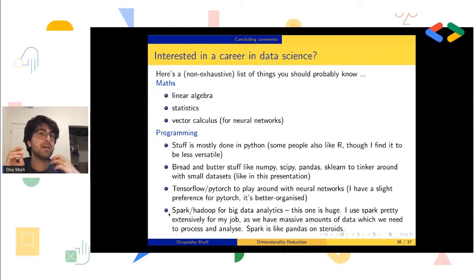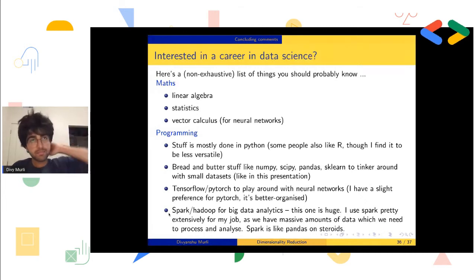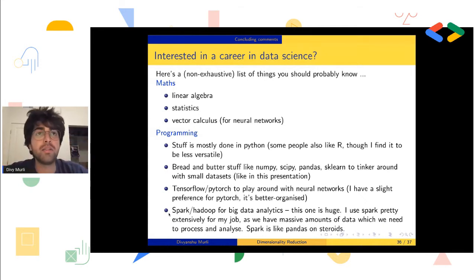Spark and PySpark, the Python interface with Spark, is really used for analyzing and applying machine learning and data science to data sets at large scales. So Spark is something that's very helpful and very, very important, I would say.